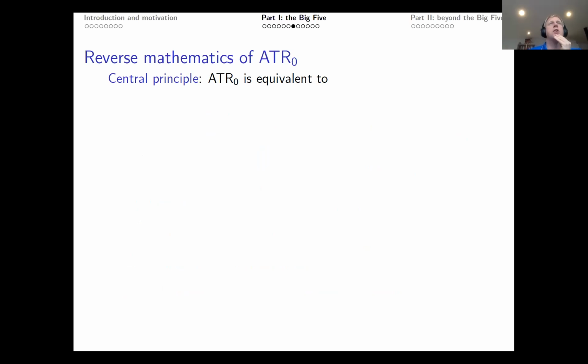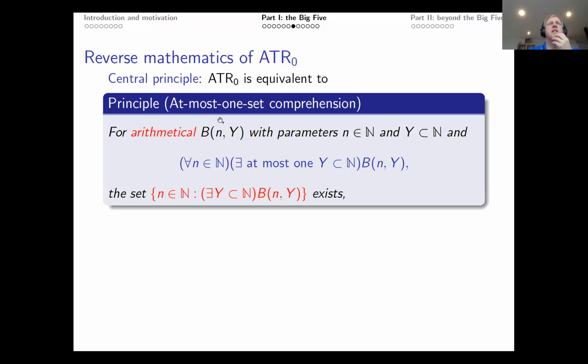The higher systems are a little bit more complicated. For example, ATR is equivalent to what I call at most one set comprehension. So if we have an arithmetical formula which satisfies an at most one condition, then we can make this set. And this is not an arithmetical set because here's a set quantifier: there is a subset of n.